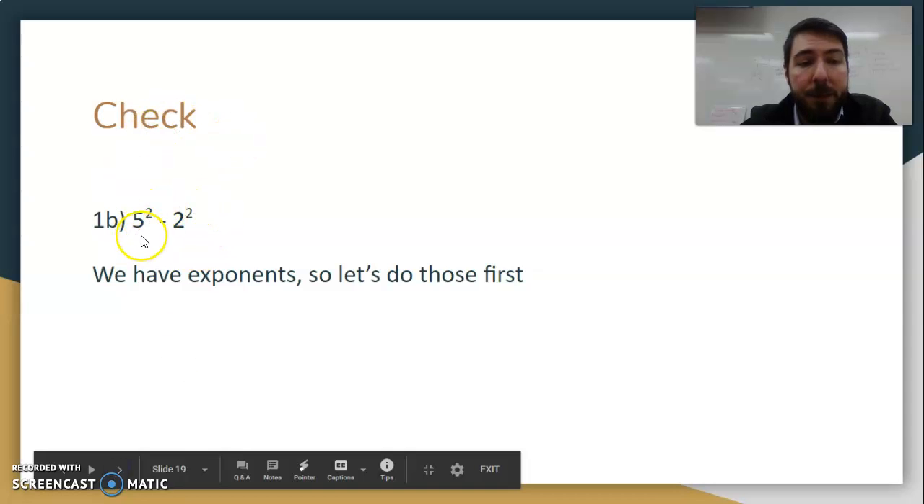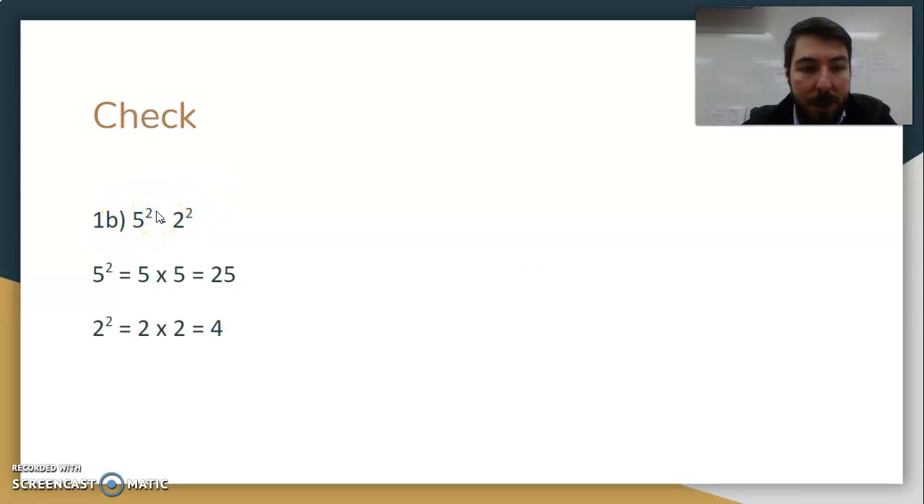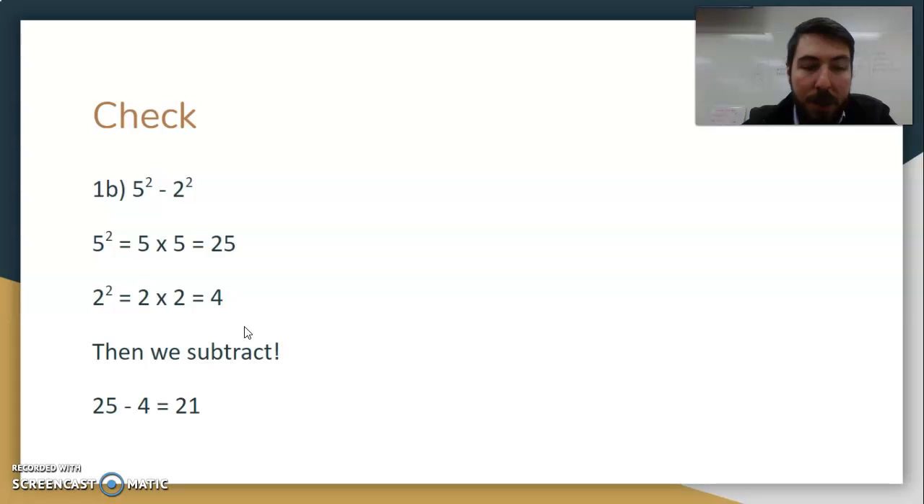The next one is 5 squared minus 2 squared. We don't have any brackets again, so we can do the exponents. 5 squared is 5 times 5, which is 25. 2 squared is 2 times 2, which is 4. Now we don't have any multiplying or dividing, so we can just do 25 minus 4, and we get 21.